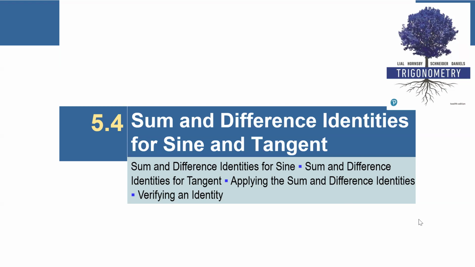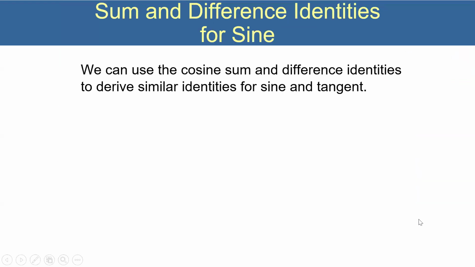All right, so we're on sum and difference. We can use the cosine sum and difference identities to derive similar identities for sine and tangent, okay? The beauty about identities is that it's a pattern that someone recognized and they created a rule. That's what made it an identity. The identity can also be manipulated to create more rules, more identities, more things for us to follow, and more patterns for us to recognize.